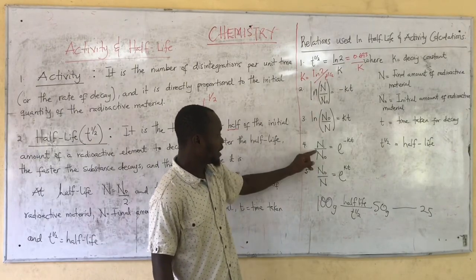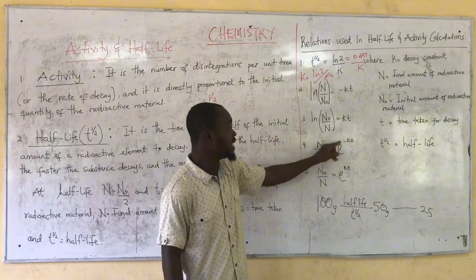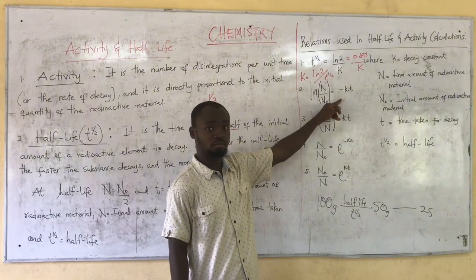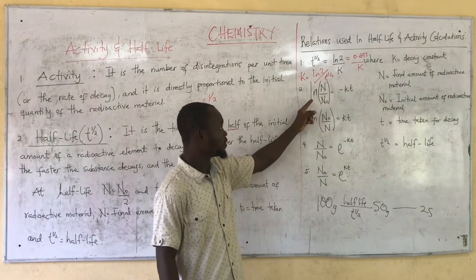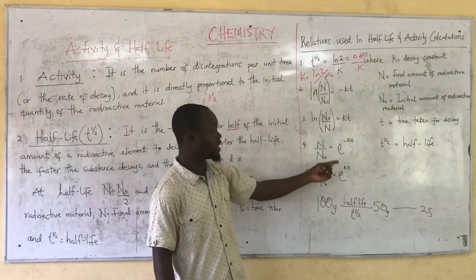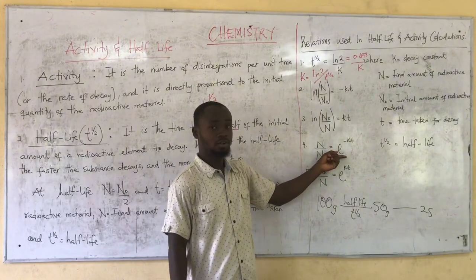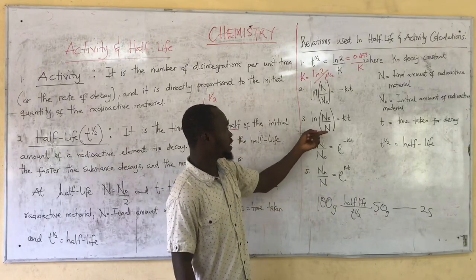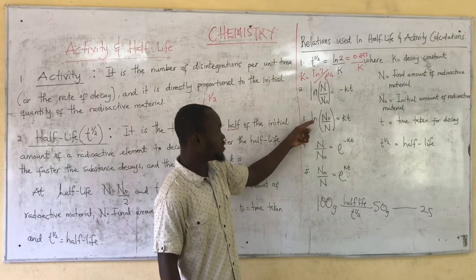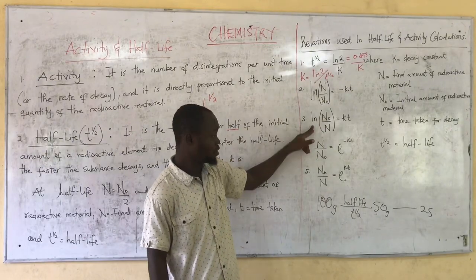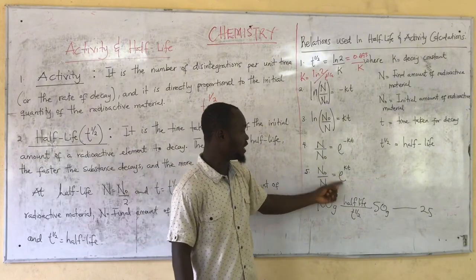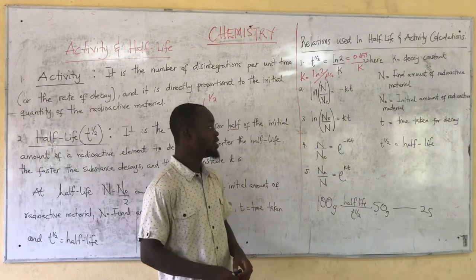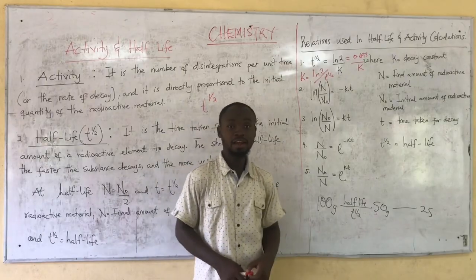The second one: N over N naught is equal to e raised to the exponent negative kt. You are using this one. So once you punch shift and then ln on the calculator, you get the e. Is that okay? The base. Alright, we can still use the same ideology for this one as well. You take the ln inverse, that is shift plus ln. You get N over N naught is equal to e, this time around, exponent kt. Is that okay? These are the basic relations we need in our half-life calculations.